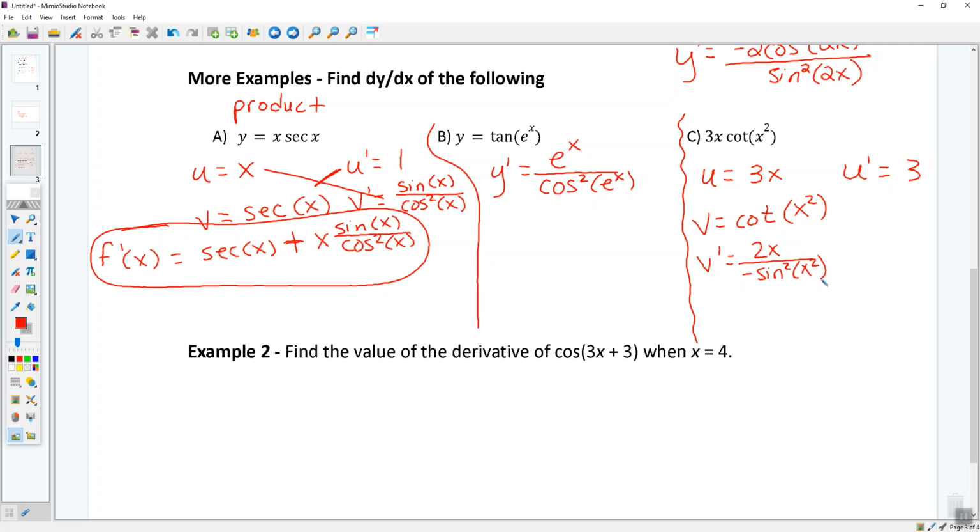There we go. You all agree with my u's and v's and u primes and v primes there? So we're going product rule, right? Okay, here we go. I'll try and squeeze it in here as best I can. U prime times v, what have you got, guys? 3 cotangent. So 3 cotangent x squared, is that right?